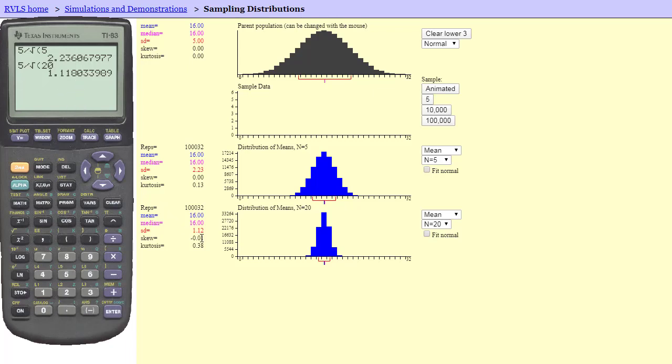Okay? So that's basically called the standard error of the mean. So this is the standard deviation of our samples, and this is the standard deviation of our samples when there's a size of 20. So we can do this a bunch of times, and that same thing will always happen.